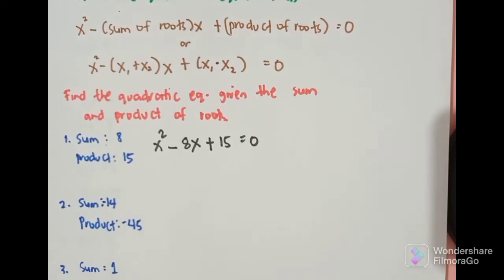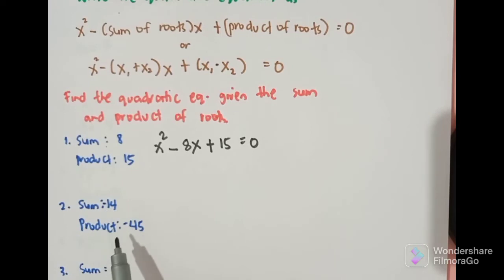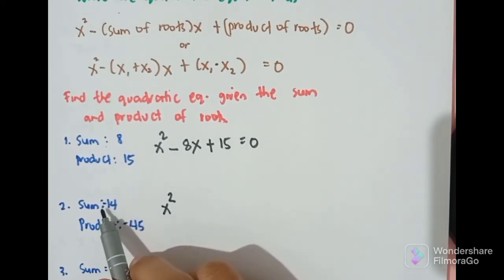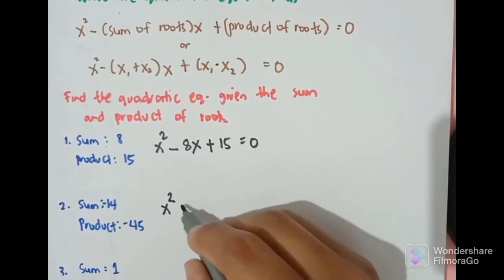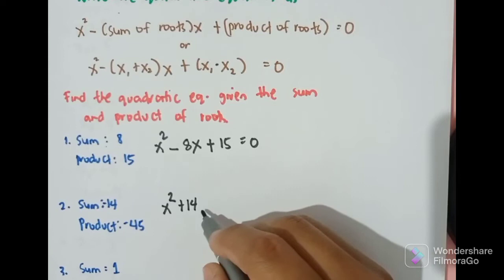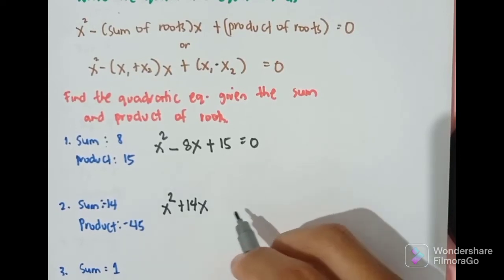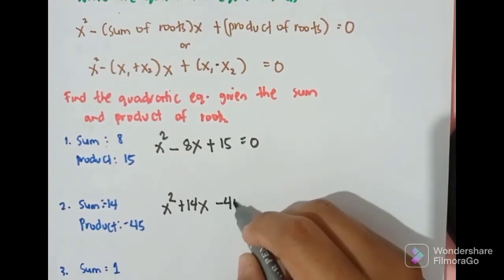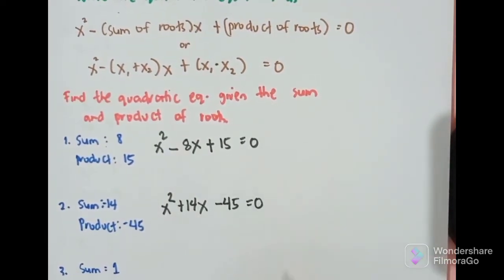Okay, so let us proceed to the second example. So, we have here, sum is negative 14 and product is negative 45. So, again, lagay lang natin si x squared. Okay, kung minus to, si sum magiging plus 14. Okay, wag natin kakalimutan yung x na katabi ni sum of roots. Then, our product is negative 45. So, kung negative siya, gawin mong minus 45 is equal to 0.